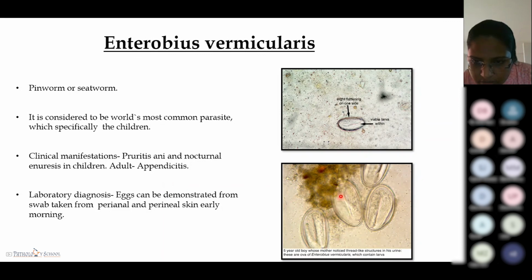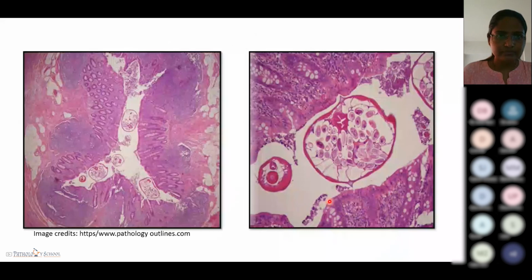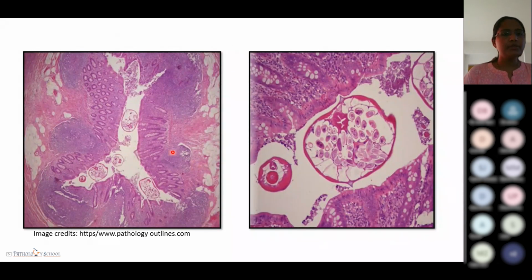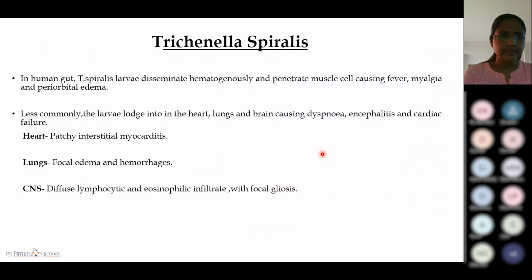So here, ova of the Enterobius vermicularis in the urine sample can be seen. This is the specimen of acute appendicitis where we can see the Enterobius vermicularis. They are 4 in number. And on higher magnification, these are the eggs of the Enterobius vermicularis.